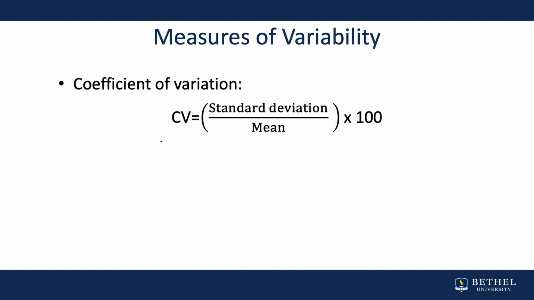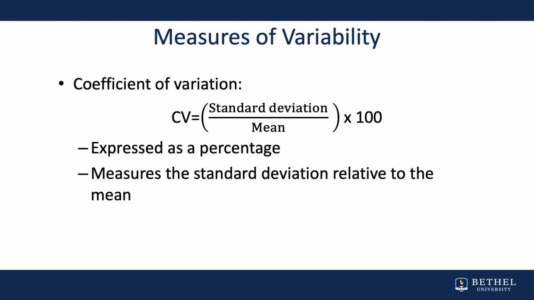The coefficient of variation is another measure that we want to take a look at. You take the standard deviation and divide it by the mean and multiply it times 100, and you use that as a percentage. And what it does is it measures the standard deviation relative to the mean itself.